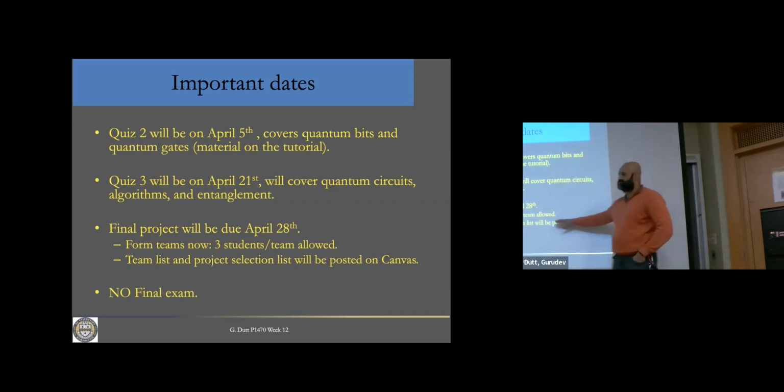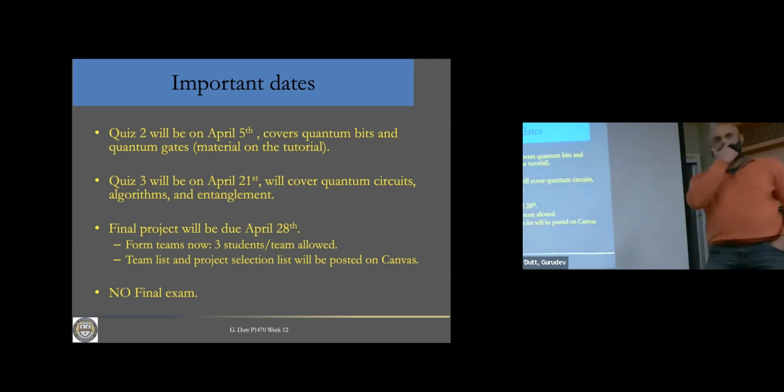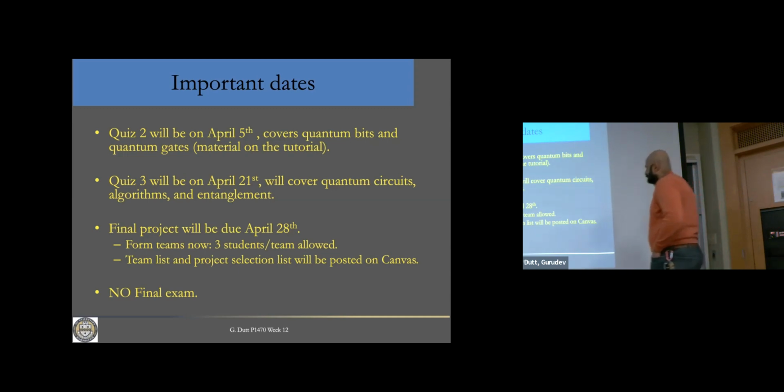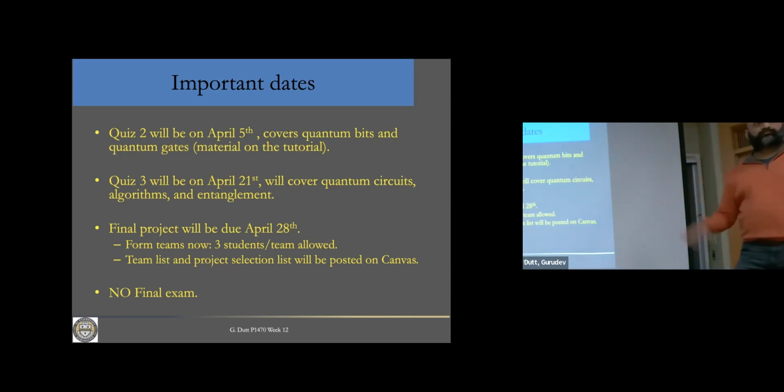But anyway, the idea is, I think there are 30 students in the class, so 3 students per team, because that'll probably make it easier for you to work together. So you can form teams. 3 students per team are allowed, and the team list and project selection list will be posted on Canvas. So I'll put like a table, and you can all sign up with your teams and your projects on Canvas. And finally, there's no other exam beyond these 2 more quizzes and the final.